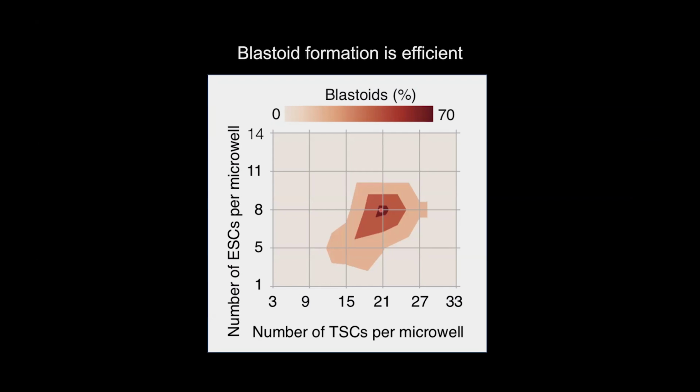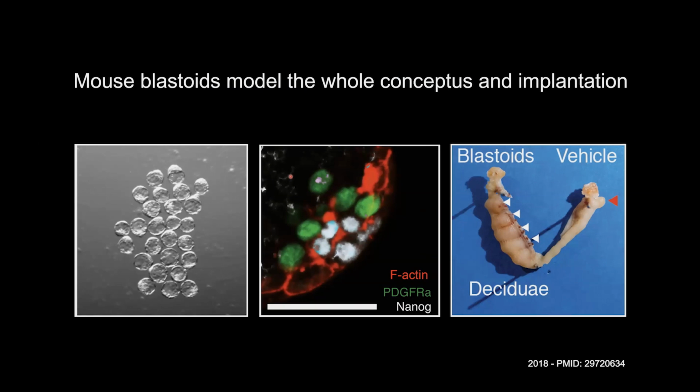And those blastoids form very efficiently if you have the right number and ratios of cells. If you have about 8 embryonic stem cells and about 20 trophoblast stem cells, the efficiency is about 70%. This was quite an exciting time when we published this in 2018, because for the first time we had a model of the full conceptus. We had a model that represented both the embryonic and all the extra-embryonic compartments.